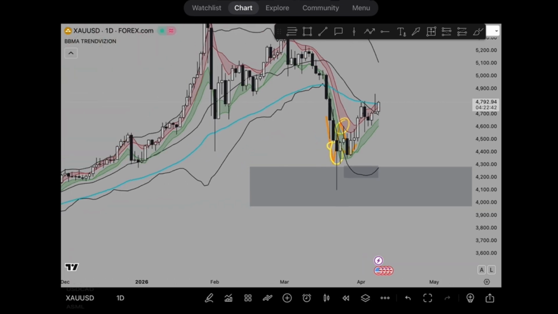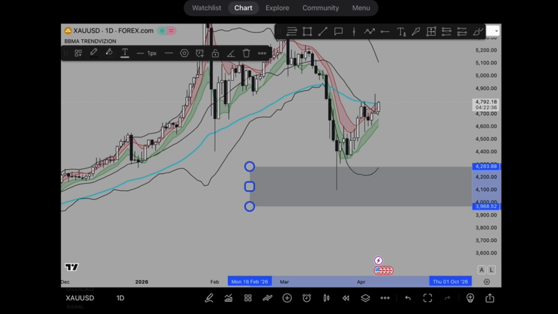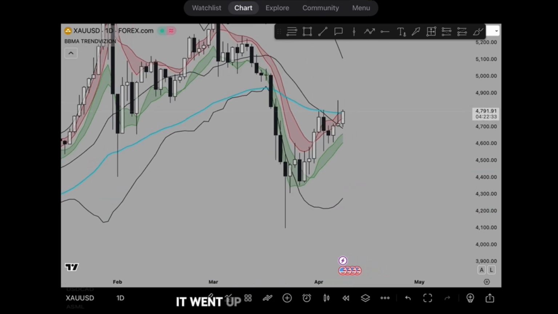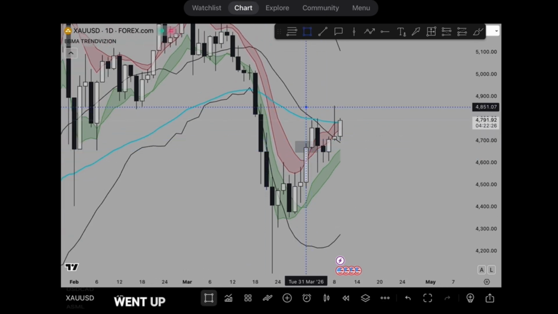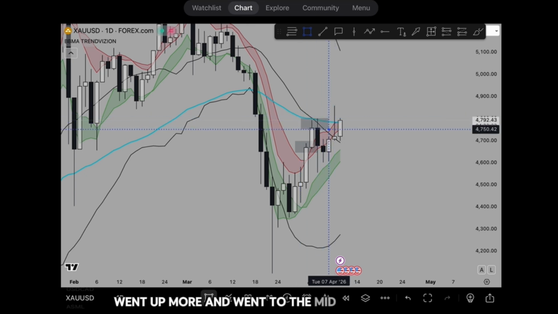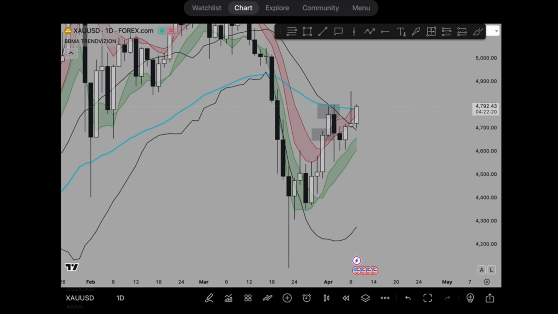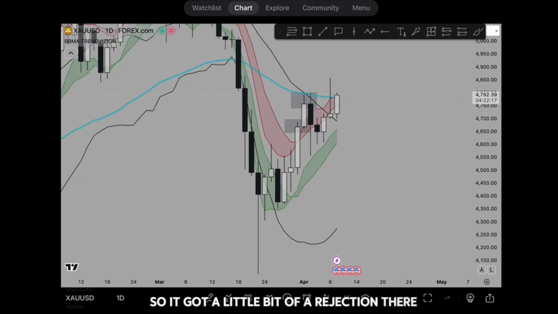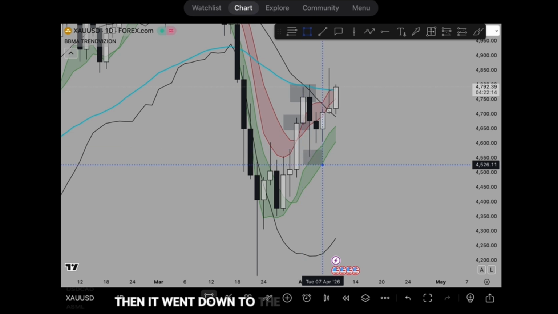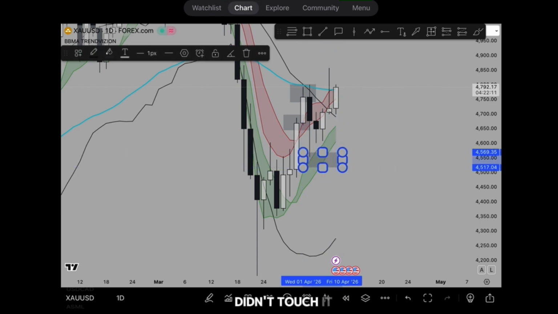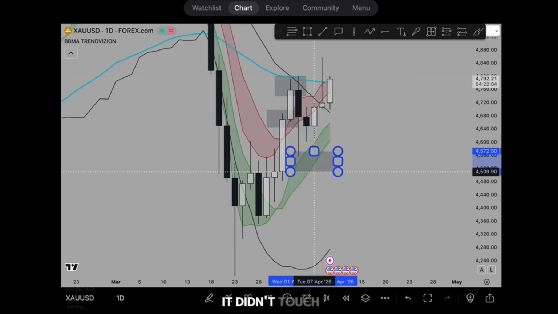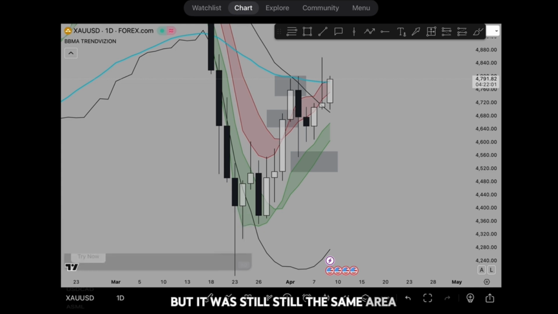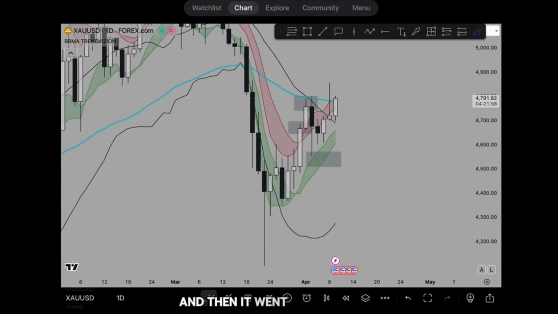And yeah, what did price do next? It went up here, creating a CSA buy, went up more and went to the mid BB and the EMA 50. So it got a little bit of a rejection there. Then it went down to the moving average low area, didn't touch it, but since it happened so quickly, it spiked down, it didn't touch, but it was still the same area. And then it went upwards again.